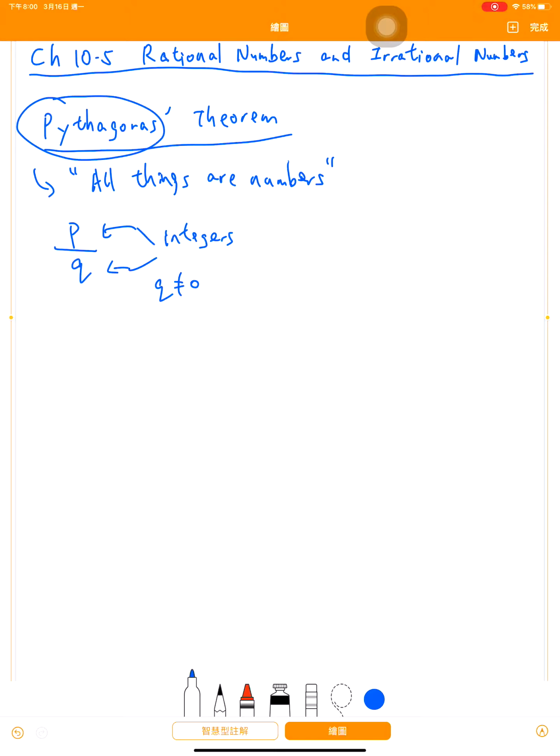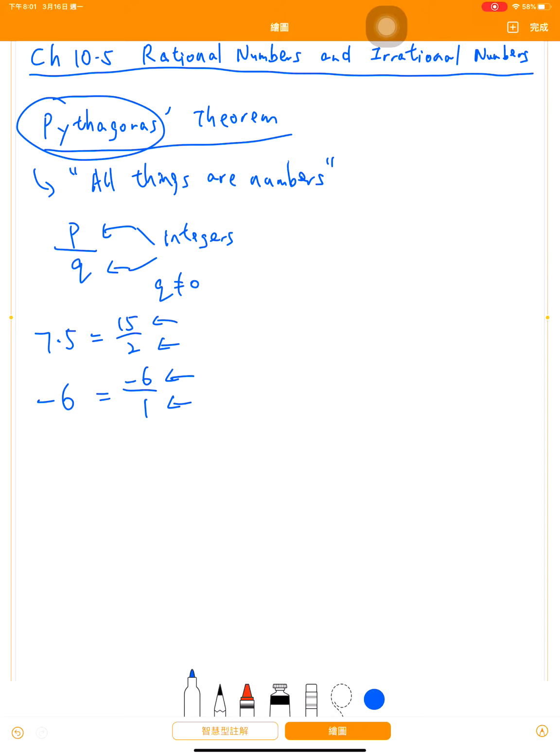For example, 7.5 is 15 over 2, right? These two are integers, 15 and 2. For example, negative 6, you can express as negative 6 divided by 1. Also, these two numbers are integers. So it seems that all numbers in the world can be expressed in the ratio of p over q. But later on we know that it is wrong, so there is some story behind it. I will talk about it later.